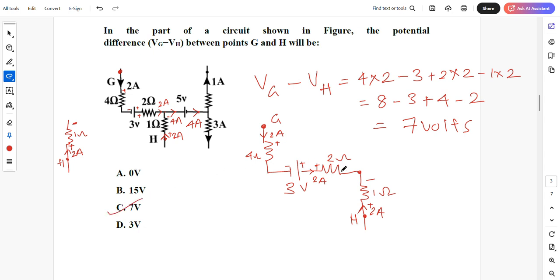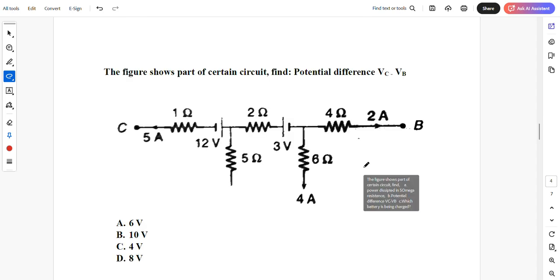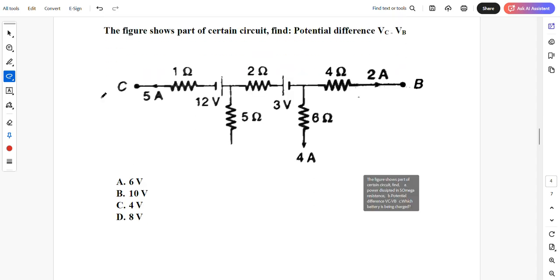Hope you understood. Be careful, very, very important. Let us see the next sum. The figure shows part of a certain circuit. Find the potential difference VC minus VB. C is here, where is B? B is here. Directly, now let us start from here.